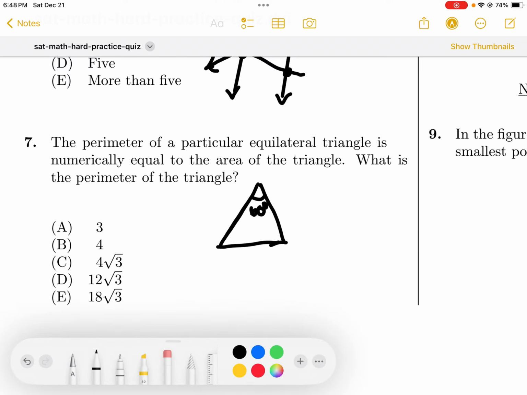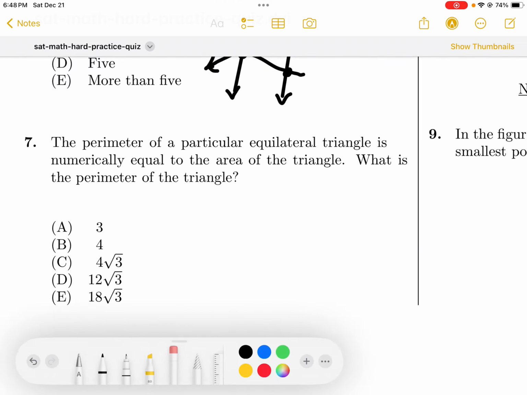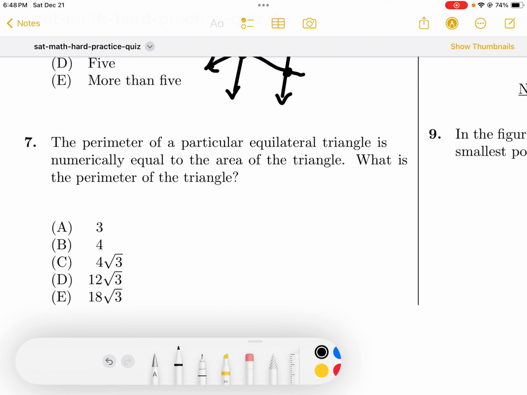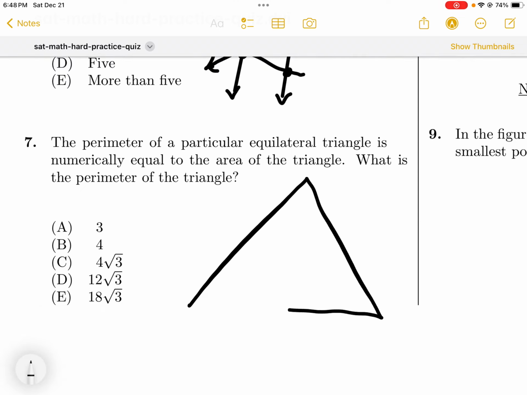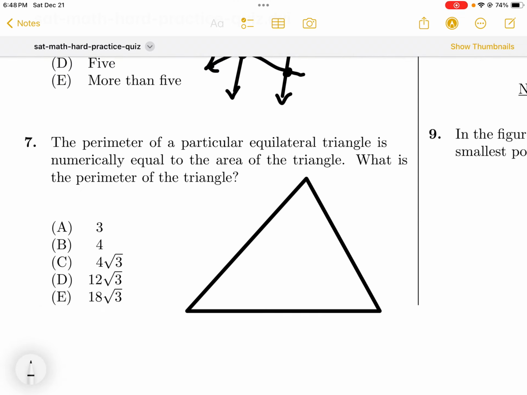I should probably draw that bigger. Hold on. Let me do that. Right, I'm going to draw a bigger triangle. Okay, let's just pretend that's equilateral. So each angle is 60 degrees, right? And each side has length s.